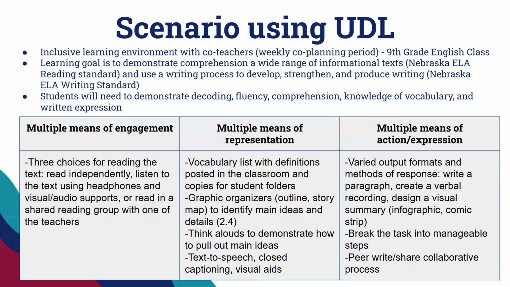Let's put the Universal Design for Learning principles into action with a practical scenario. Imagine an inclusive 9th grade English classroom co-taught by a general education teacher and a special education teacher who have a weekly co-planning period. The learning goal for this lesson that they are focusing on is for students to demonstrate comprehension of informative texts and being able to utilize a writing process to produce writing samples.